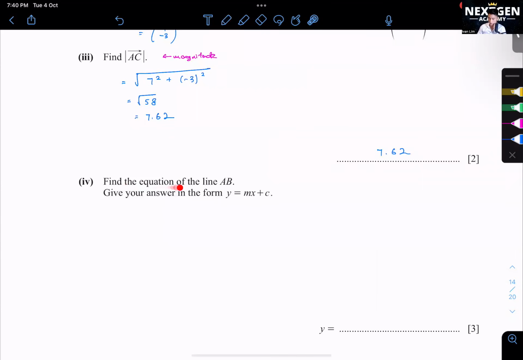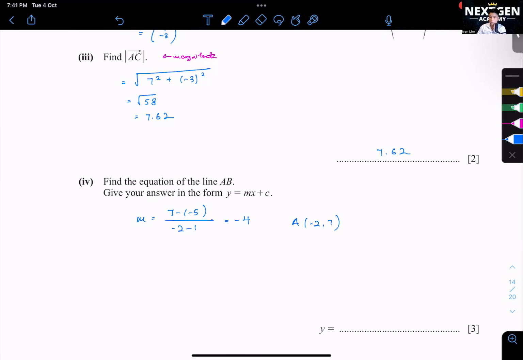Question 4, find the equation of the line AB. Give your answer in the form y equals mx plus c. So for you to find the straight line equation, you need gradient, you need a point. Okay, so your AB, we find y2 minus y1 over x2 minus x1. So 7 minus 5 over -2 minus 1 equals to -4. Okay, just use one of the points. I will use A, the coordinate A, which is -2, 7.